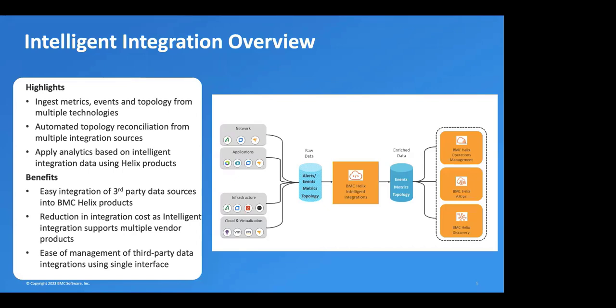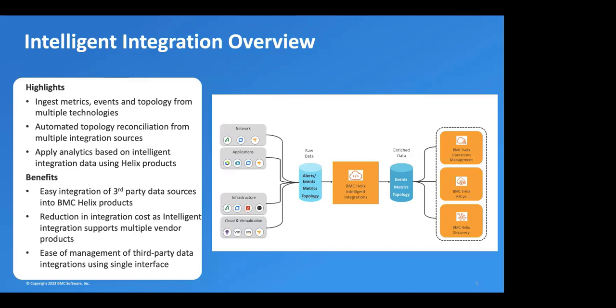Now, what are those products? BMC Helix Operations Management, BMC Helix AIOps, that is Service Monitoring, and BMC Helix Discovery. So the data goes into these products, and that helps to produce insights based on the data. Now, what type of data do we support as of today? The data that is supported is metrics, events, and topology.